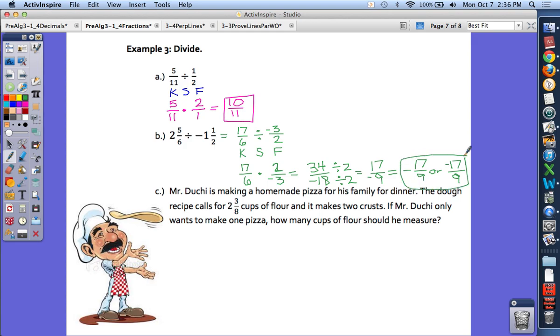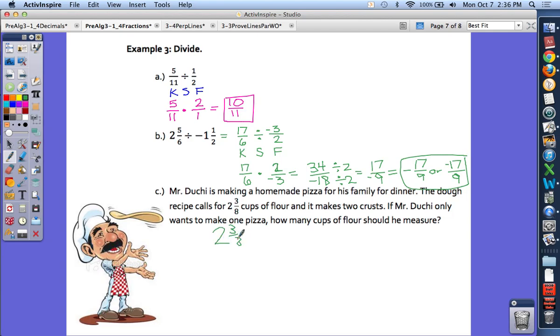Last problem then. Mr. Ducci is making a homemade pizza for his family for dinner. The dough recipe calls for 2 3/8 cups of flour and it makes 2 crusts. If Mr. Ducci only wants to make 1 pizza, how many cups of flour should he measure? So he's only going to make half of the recipe, or he's dividing the recipe in half. Instead of getting 2 crusts, he just wants 1. So let's divide this recipe in half.